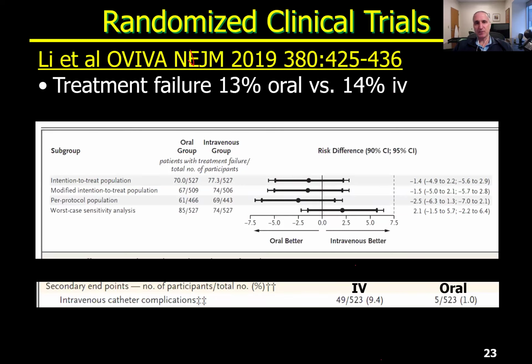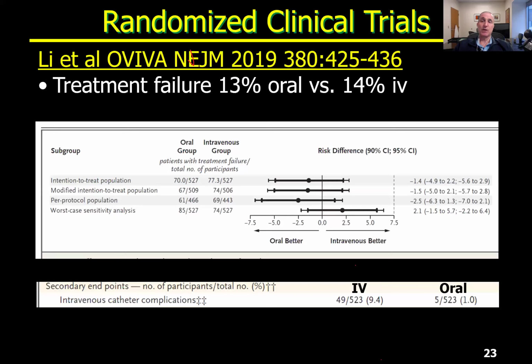Now, so skeptical was the journal that published this paper, the very journal that created the IV myth in the first place, of course, a half century earlier, that it forced the authors after submission, during resubmission, to conduct a non-pre-planned post hoc worst case sensitivity analysis where they set all missing data in the oral arm to failure and all missing data in the IV arm to success. And even that worst case scenario failed to demonstrate that IV was superior.